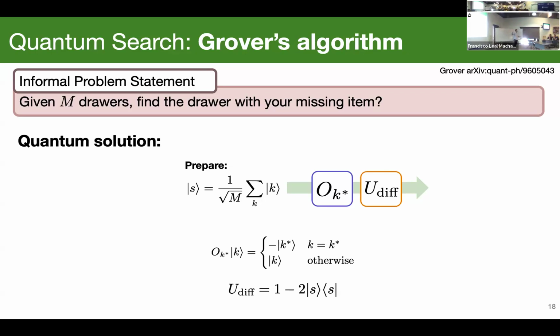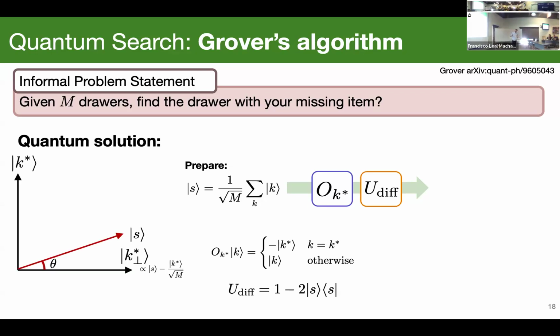So it's very intuitive why this works, but there's actually a super nice geometric description that I want to take. What are we doing when we do these operations? There are two states that we care about. There's the state k star that tells me where my item is going to be. And there's this s state, the equal superposition. Now, usually this s state has a little bit of overlap with my end result because it's the equal superposition, right?